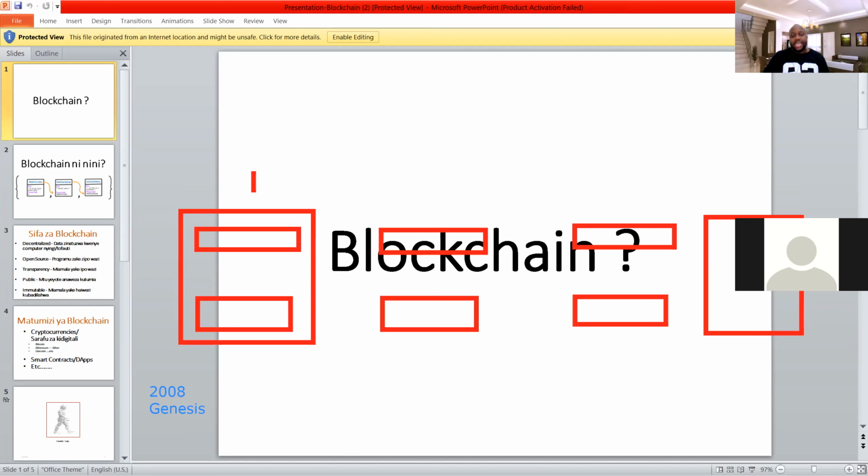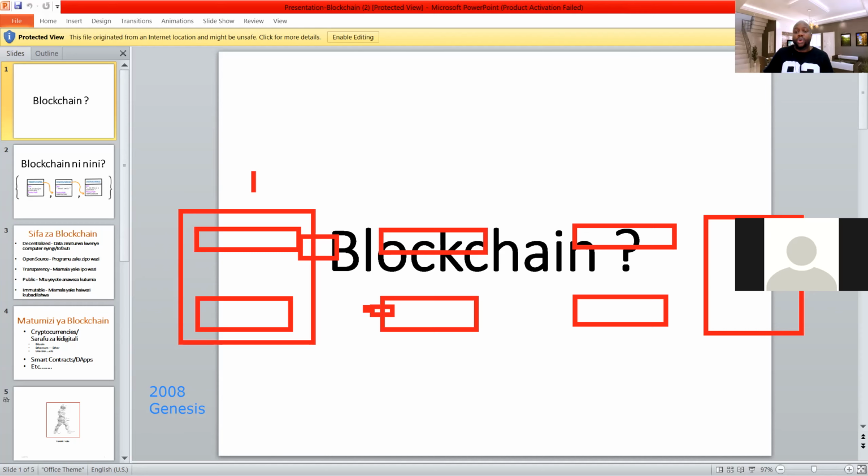So this block is connected to this block through the hash of the previous one. They are connected. That is why this technology is called blockchain. It is a chain of blocks of data which are connected to one another through hash. The previous hash of a block is the hash of the previous block, which is connected to the hash of this block.